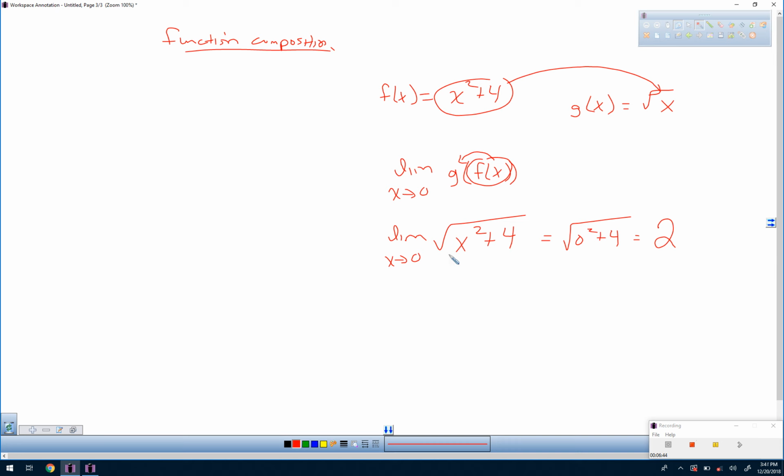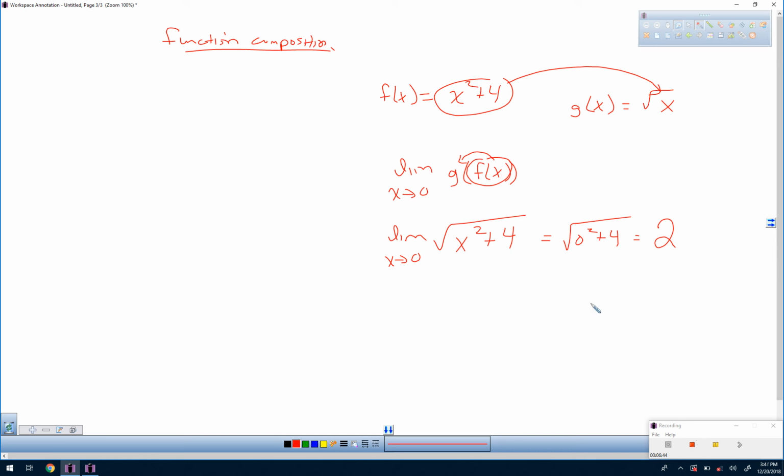Now, another way that you could have done that is simply do direct substitution, plug 0 into x squared plus 4, and you would get 4, and then simply take the square root of that, and the square root of 4 is 2. So again, direct substitution also works on function composition as well. It also works on our trig functions, as long as you get a real answer.